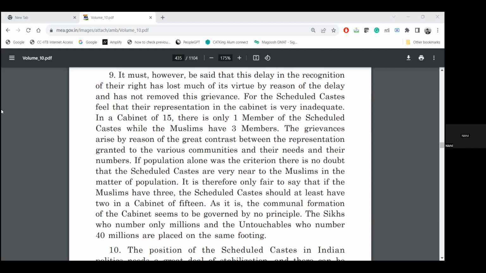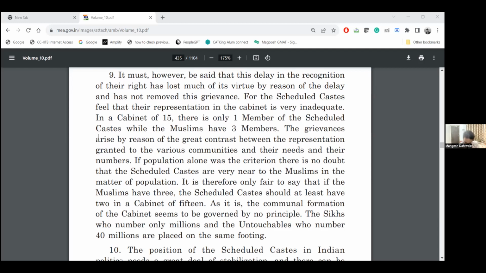If population alone was the criteria, there is no doubt that the scheduled castes are very near to the Muslims in the matter of population. It is therefore only fair to say that if the Muslims have 3, the scheduled caste should at least have 2 in a cabinet of 15. As it is, the communal formation of the cabinet seems to be governed by no principle. The Sikhs, who number only millions, and the untouchables, who number 40 millions, are placed on the same footing.